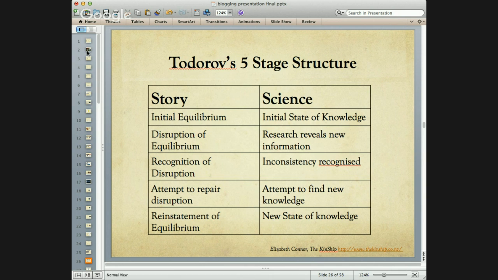So with science, we have an initial state of knowledge. The research reveals new information. There's an inconsistency recognized, an attempt to find new knowledge, and then there's a new state of knowledge. So that's a scientific process, and that's a storytelling process. Now, it may not be that you write the story in that specific way, but all the elements that I've just listed here should be somehow incorporated into your story to make it, I guess, a gripping tale.